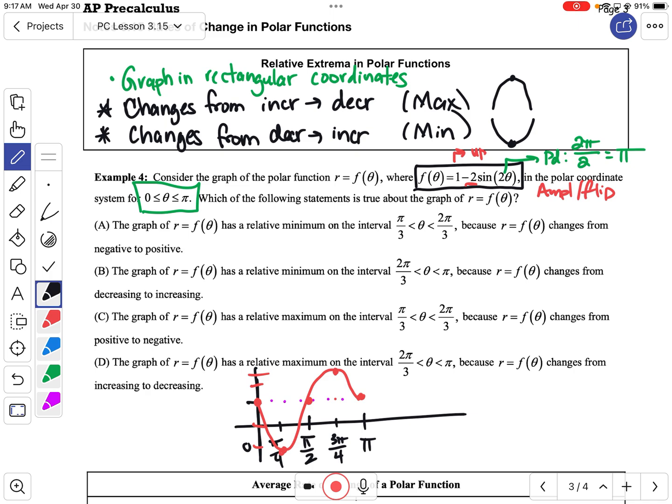All right, so let's see what it says. I have a minimum between pi over 3 and 2 pi over 3. All right, here we go. Let's look at what we're doing.